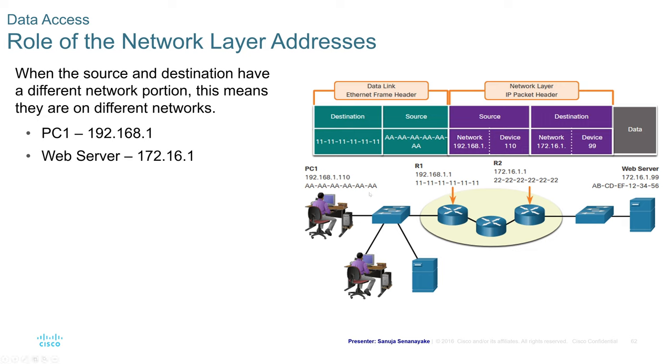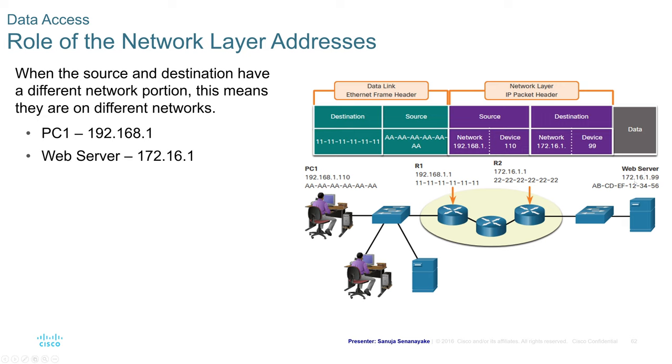For example, in here, the PC1 has 192.168.1.110. So their subnet is in the 192.168.1 category, and the last octet is 110. However, the destination they try to reach is different: the first octet, the second octet, everything is different.